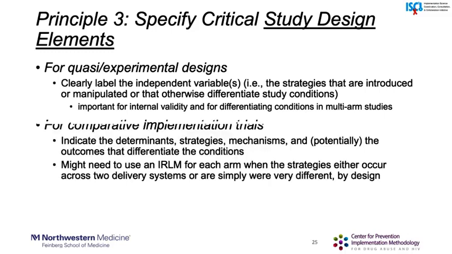If you're doing a comparative implementation trial specifically, you want to indicate the determinants, strategies, mechanisms, and potentially outcomes that actually differentiate the conditions. And this will depend very much on what the actual comparative implementation is. So it may not be relevant for determinants, where the determinants may actually be exactly the same regardless of the arm or the condition of the study. But the strategies that are used obviously are different by design. The mechanisms through which they act should be different because the strategies are different. And potentially you might have differential outcomes as well.